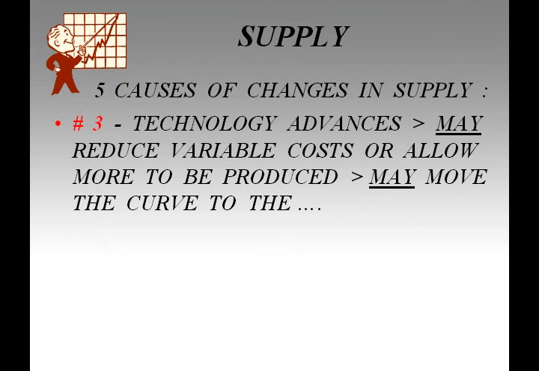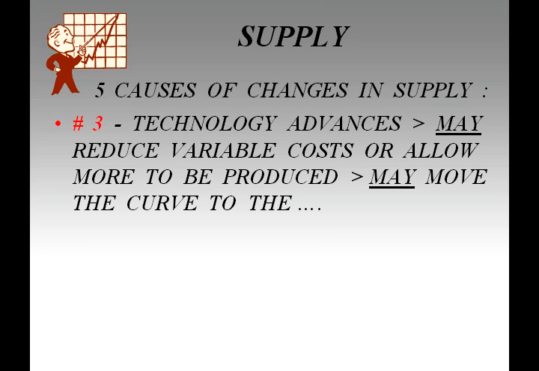The third cause of change to total supply to a market is actually the opposite side of the coin from an increase in variable costs. In other words, a reduction or decrease in variable costs that allow more of a good to be produced. This is quite often brought on by technology advances.